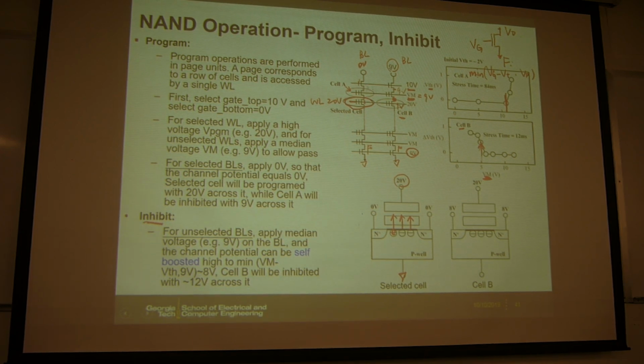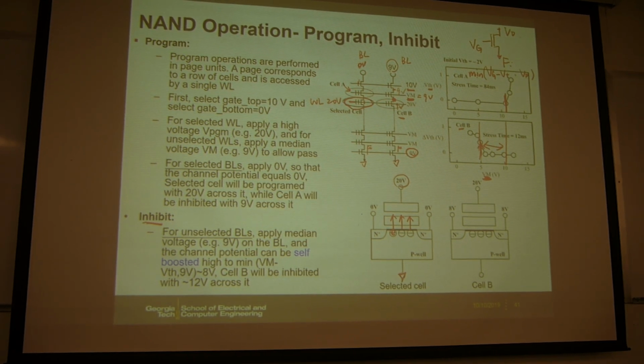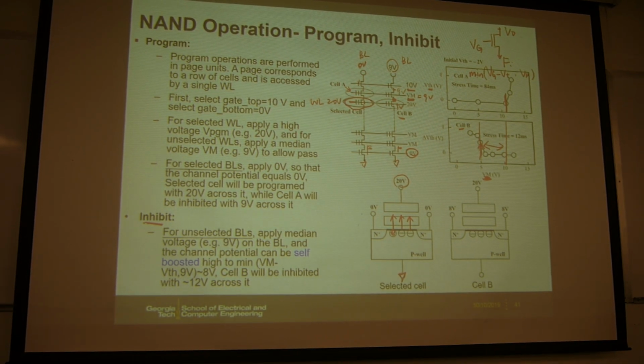So you look at the cell A and cell B, that determines the window for the Vm you can apply here. Because if Vm is too large, cell A will be programmed. If Vm is too small, cell B will be programmed. So this is tricky.